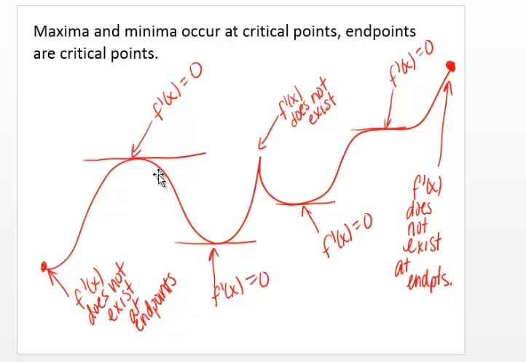So in this picture, I have a minimum at the endpoint, a minimum here, and then I have maximums at an endpoint, at this cusp, and right here. And this is a critical point, but it doesn't end up being a max or a min. So critical points do not have to be maxes or mins.